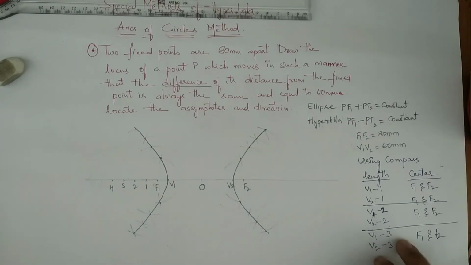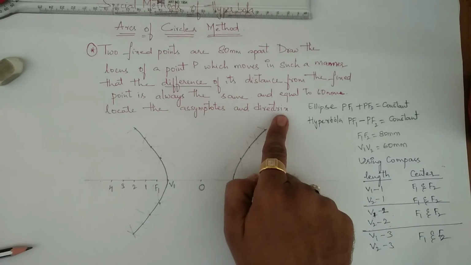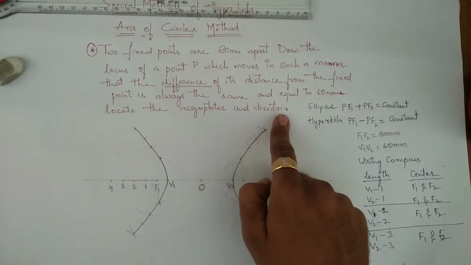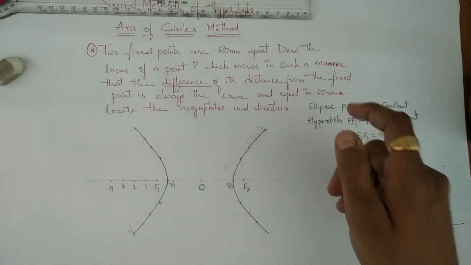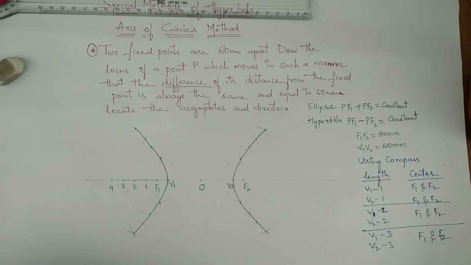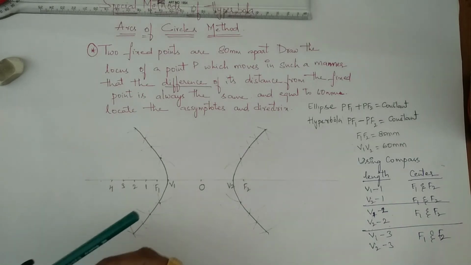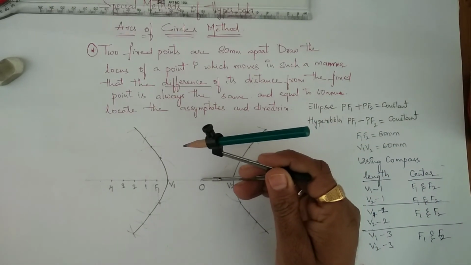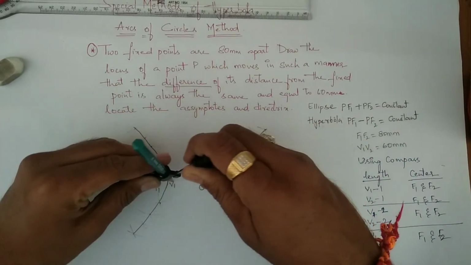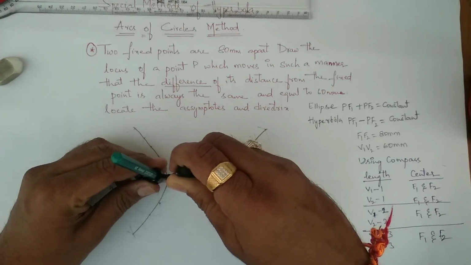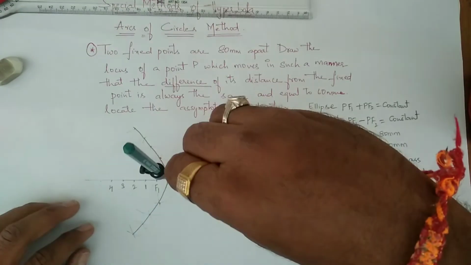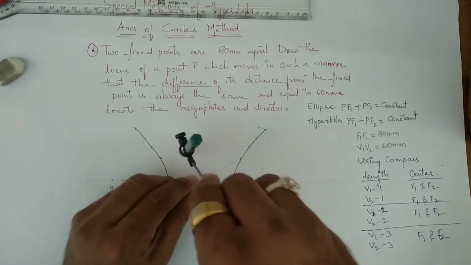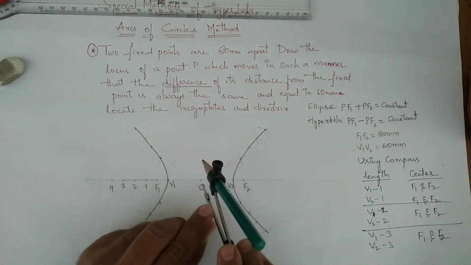Now the next question asks us to locate the asymptotes as well as the directrix. So what is an asymptote? An asymptote is a line drawn tangentially to the hyperbola such that it meets at some infinite distance. So right now, using the compass, draw a circle touching the two vertex points.